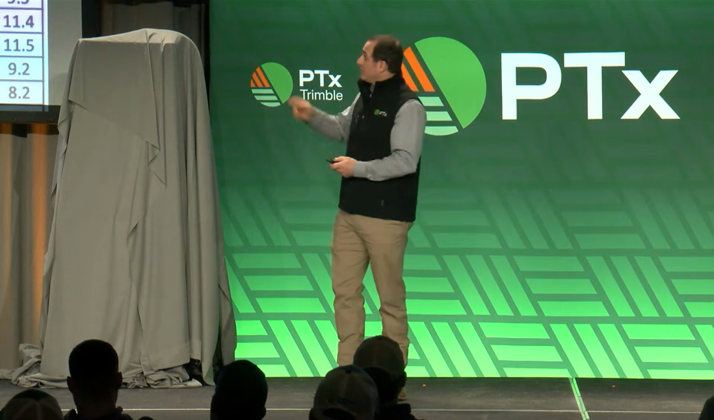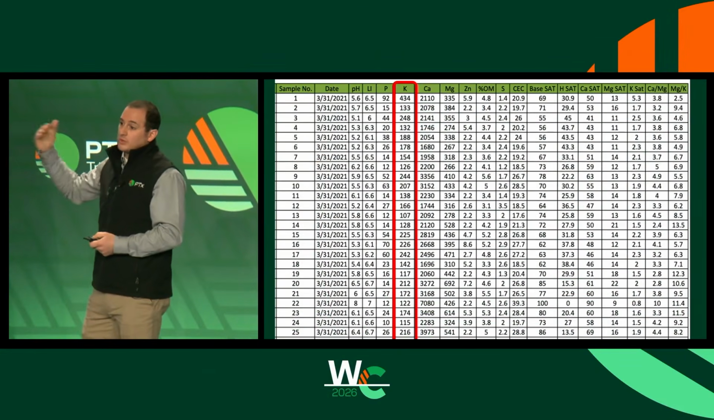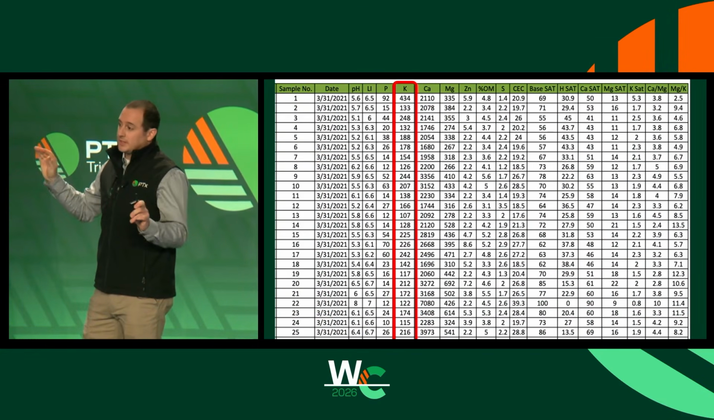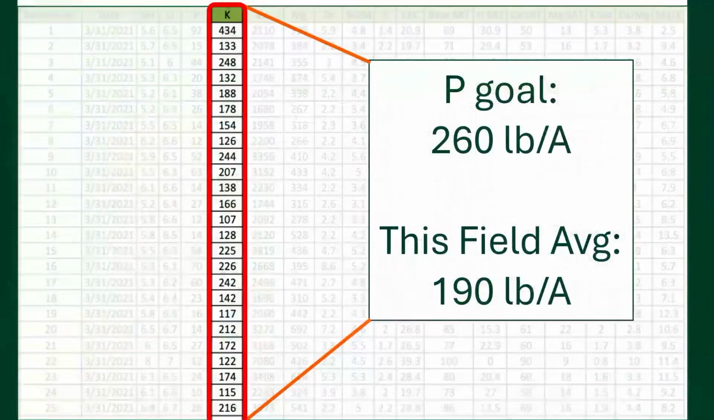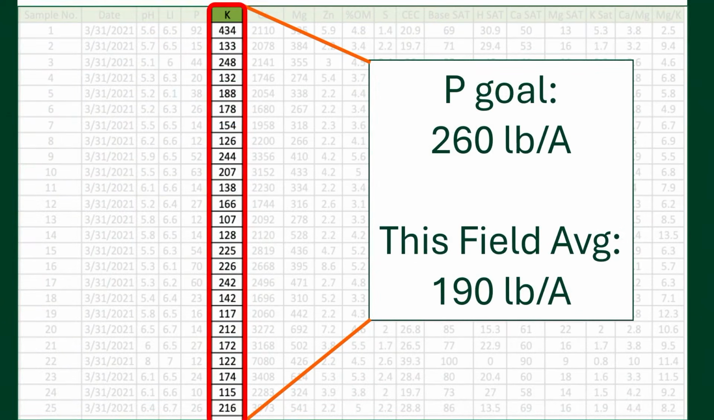Okay? Same thing with our K. Come to our Ks. What was our goal? Roughly 260 per the handbook. This field average 190. So we've got 150s, 107s, some of the lower ones. There are some areas. Look at the top one, 434. There are some areas that were fine.